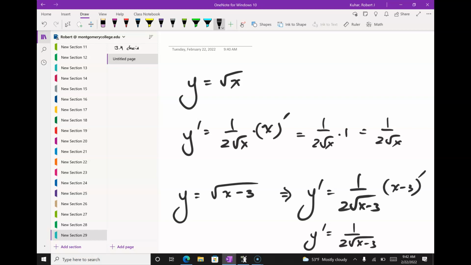All right, let's do a derivative where I don't need the chain rule, but then I'll do it with the chain rule to show that I get the same result, okay?